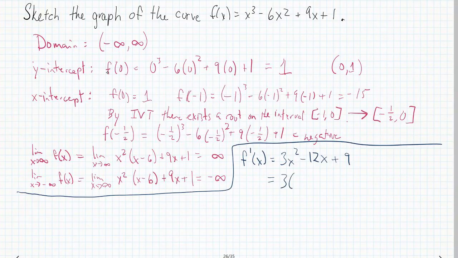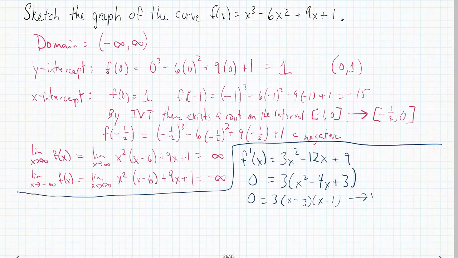We aren't going to have any place where the derivative doesn't exist, but we will probably have a place where it equals 0. So x squared minus 4x plus 3. Oh yeah, there we go. We're going to have a place where this thing equals 0. Notice you can factor this. So 0 equals 3, and then you get (x minus 3)(x minus 1).